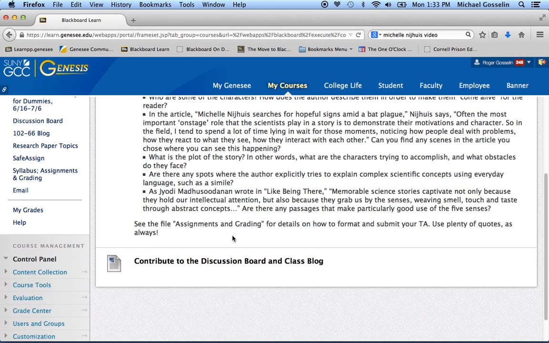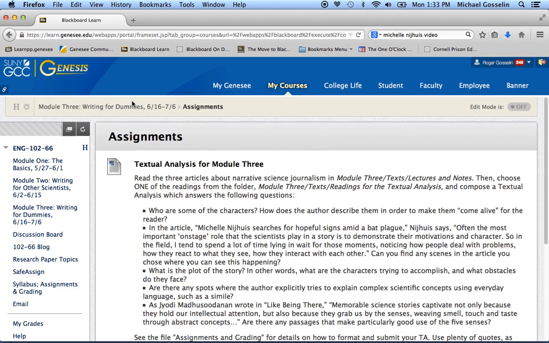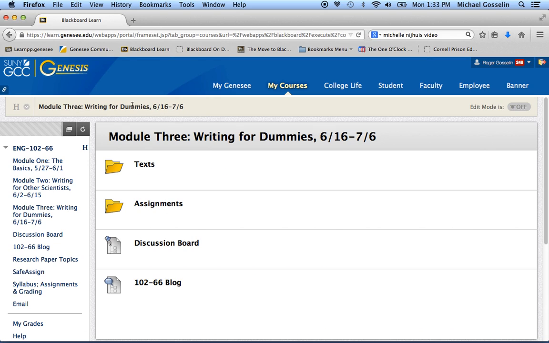And as usual, use a lot of quotes. You have to use evidence to back up anything you're saying, and see the file assignments and grading for details on how to format this thing and send it in. It's due at the end of the module, which is July 6th.